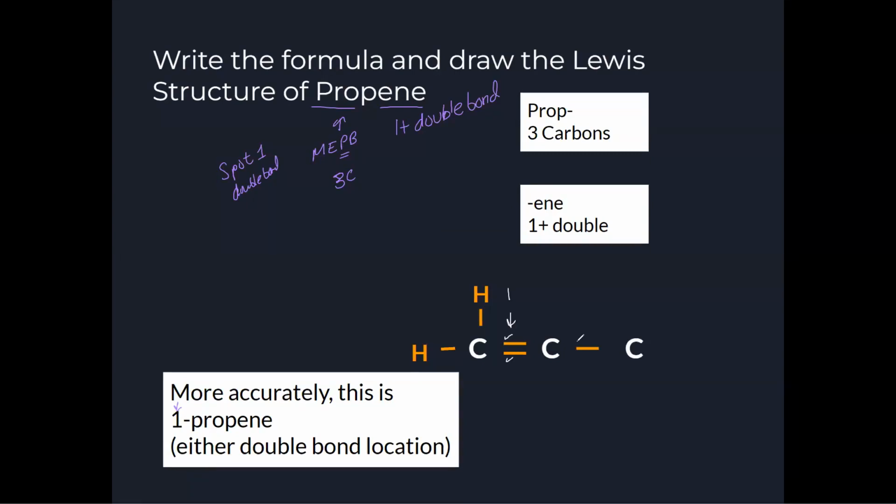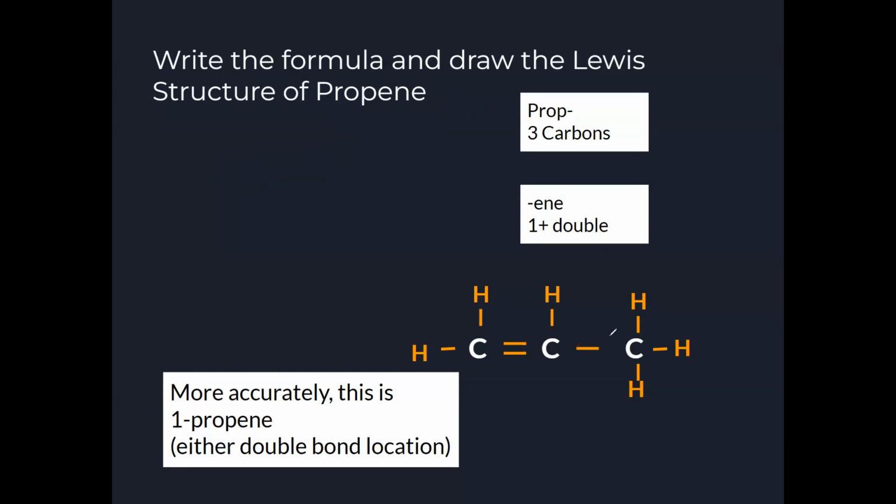You can put that on the top or on the bottom, either way, because overall it doesn't matter, which I'll explain in a second. That last carbon only has 1, so he's going to need how many more? 3 more, because carbons always have 4 bonds. So this is the setup for propene.